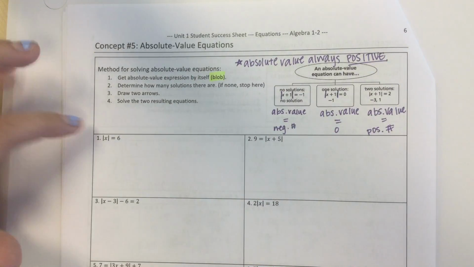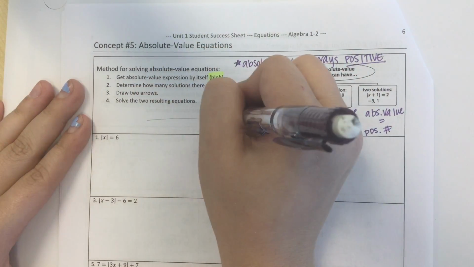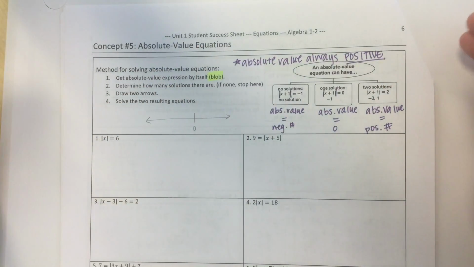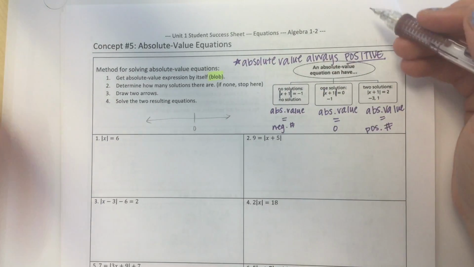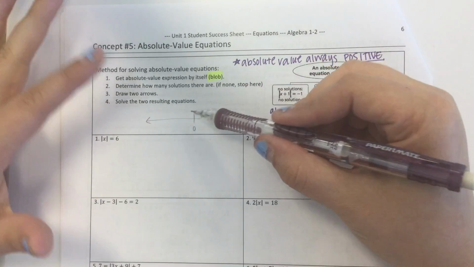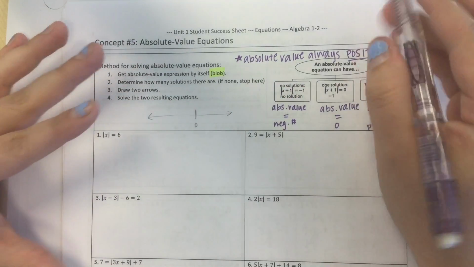Okay, so this might be a little confusing. Why would I draw two arrows? Well, let's think of a number line. Okay, think of a number line. And I want 0 right there. I want to know what numbers have an absolute value of 3. What that's asking is how many numbers have a distance away from 0 that is exactly 3.